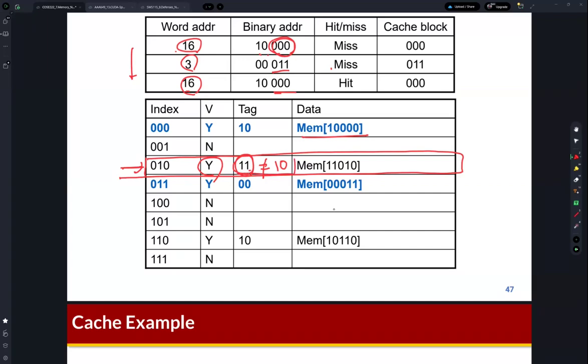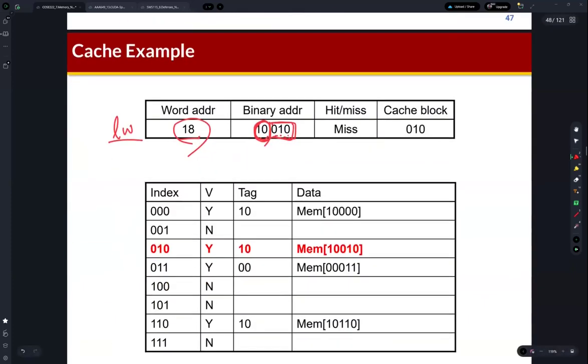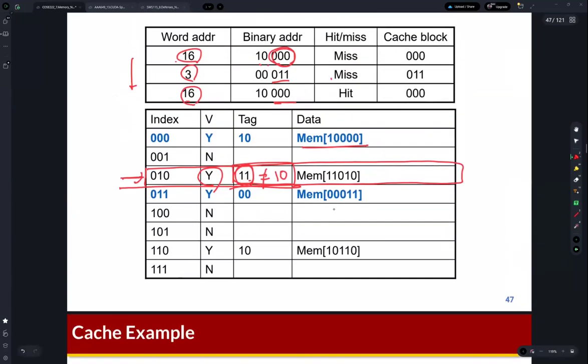We can check the tag, right? But tag is not matched. So what does it mean? This event is a miss. It is because the request data is not found because the tag is not matched, right? Then in this case, the problem is that the corresponding cache block includes valid data.